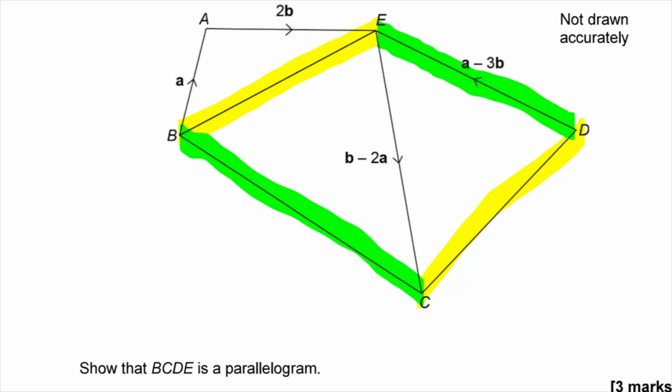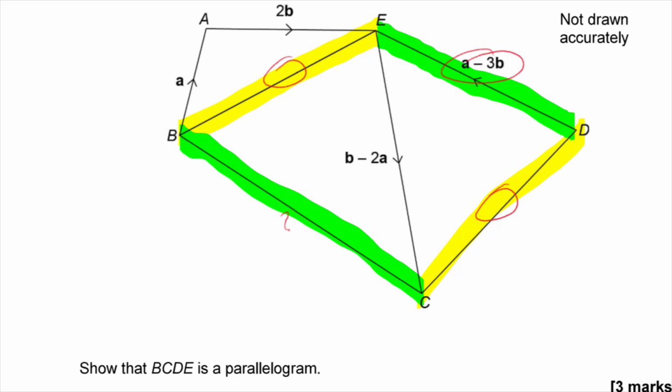So to show that this shape is a parallelogram, all we've got to do then is show that this vector here is going to be the same as this one, and whatever the vector is here has got to be the same as this one here. Okay, so if I can show that those two pairs of vectors are equal, then I've shown that it's a parallelogram. Okay, so let's start with DE, because I've been given that one.